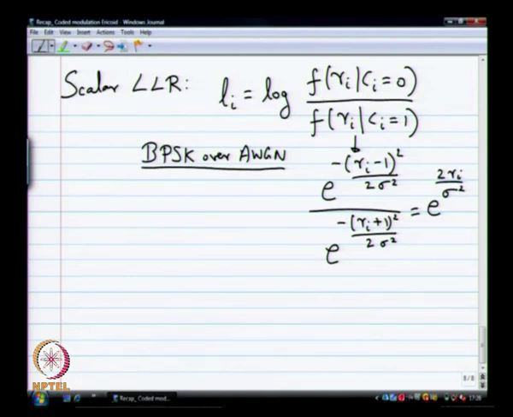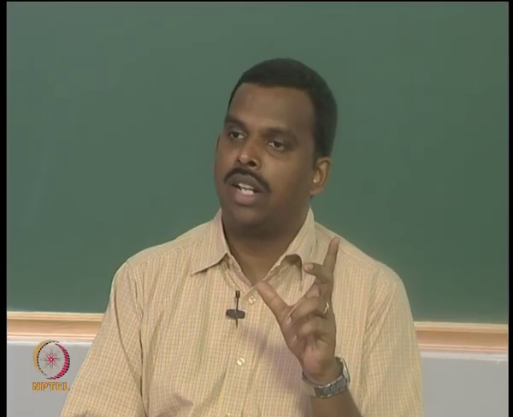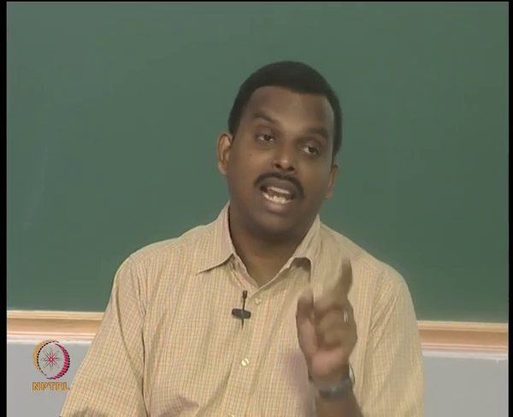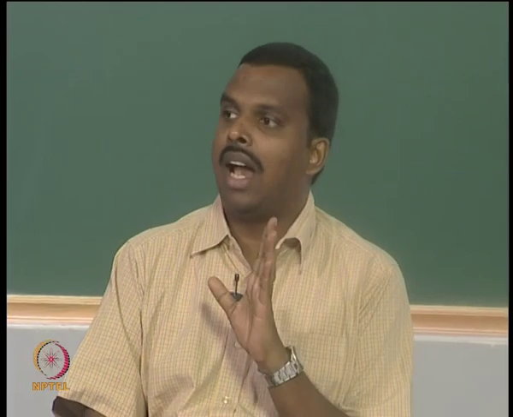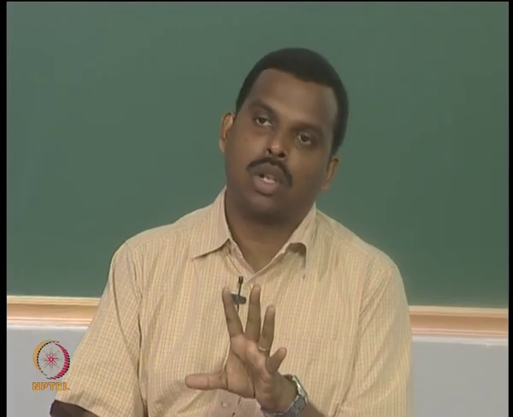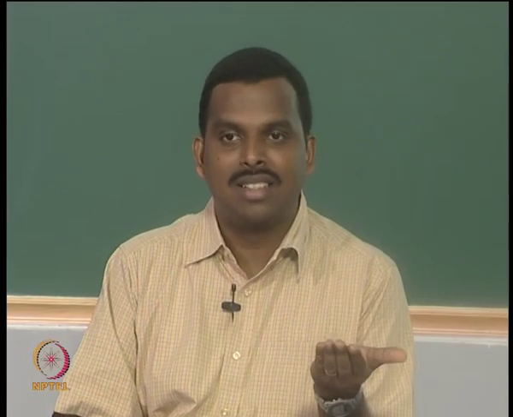So, it works out like this. When you take the logarithm, you will get 2 r_i by sigma squared. So, for BPSK over AWGN, the scalar LLRs have this very simple expression, 2 r_i by sigma squared. The i-th received value, you simply scale it by 2 by sigma squared, and you get the scalar log likelihood ratio. Remember, this is only for the i-th position given the i-th bit, r_i given c_i. What you really want is the vector LLRs. If you have that, then you can make a decision on the i-th bit.